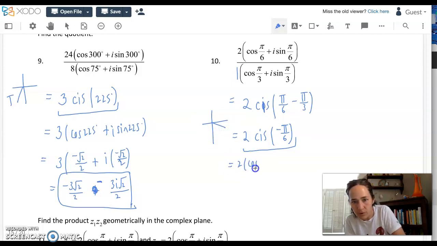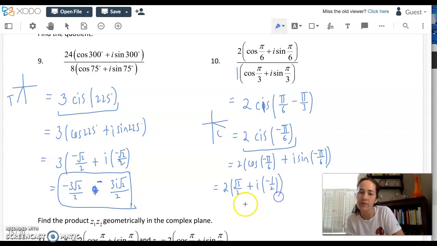2, we've got cosine negative pi over 6, we can find that in a second, plus i sine negative pi over 6. Okay, see how that looks? You're coming out further than you're going down, and you're going in the positive direction. Cosine's positive in quadrant 4. So 2 square root of 3 over 2 plus i, and how about negative a half for the sine of it? So some exact value practice at the end. 2 comes into both parts. You land with just square root of 3 minus i.